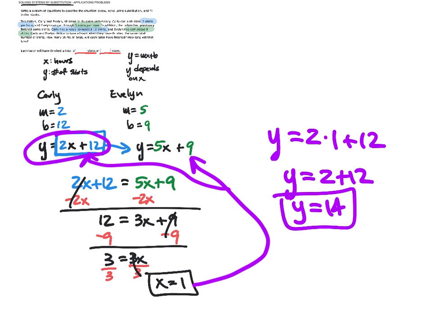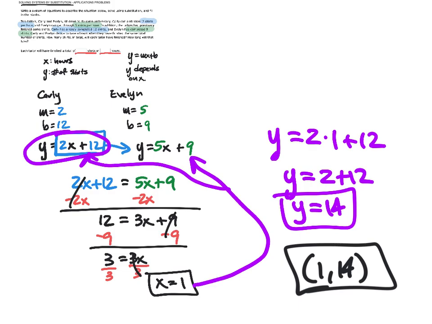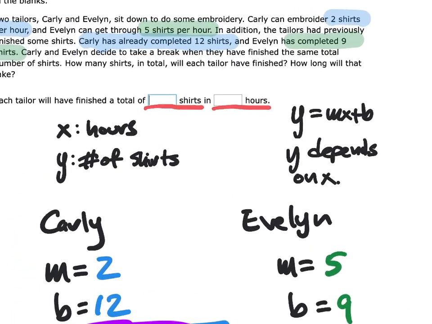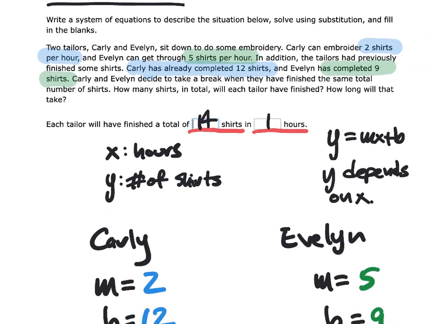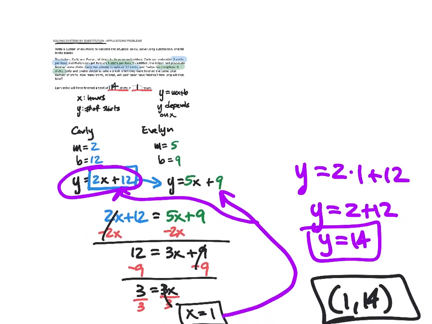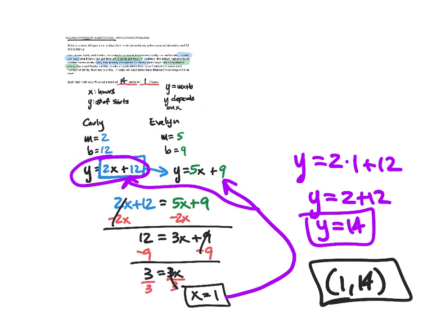Now remember, y is the number of shirts and x is the number of hours. So while yes, you have this solution, 1 comma 14, those numbers have meaning. You have to go back and say, okay, I'm going to complete 14 shirts in 1 hour. And that's how you set up and solve a system like this.